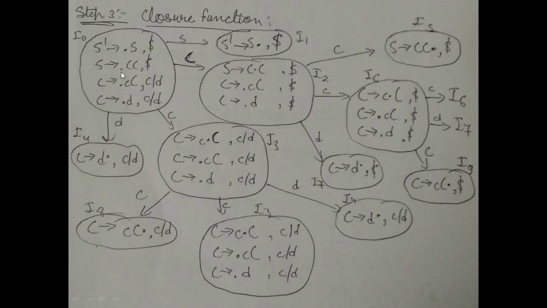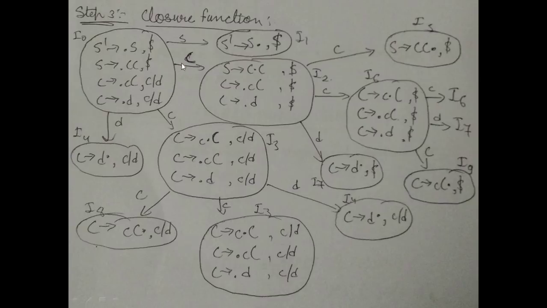Again we have capital C after the dot, so we need to include all the productions starting from capital C. Thus we include capital C gives dot cC and capital C gives dot d. Now, to find the lookahead, we need the first of C, which is c slash d, so we write c comma d in the lookahead, and over here also we write c comma d because the same capital C is repeated.